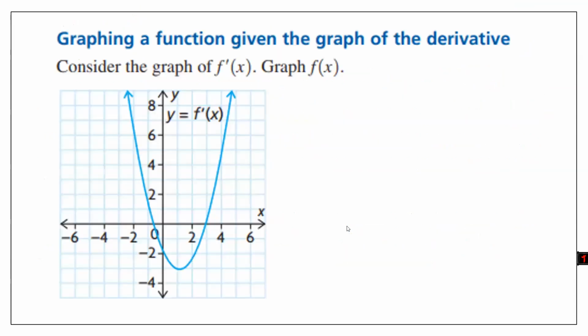So let's move on. Consider the following graph of the derivative. Now we have a parabola that is not a function, but it's the derivative of some function. And we have to graph f of x. So we need to graph the function that was differentiated and gave us this beautiful derivative. I would ask you one extra question. What would be the greatest power of x in the function that gave us such a derivative?